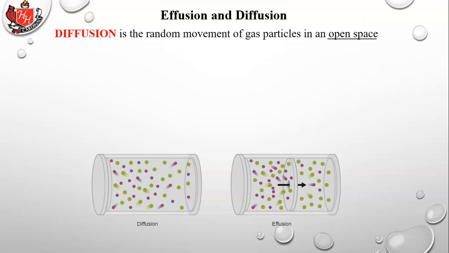Diffusion is the random movement of gas particles in an open space. If you see the container on the left, it's just a container. There's nothing in it. The gas particles just move around freely, and that's called diffusion.